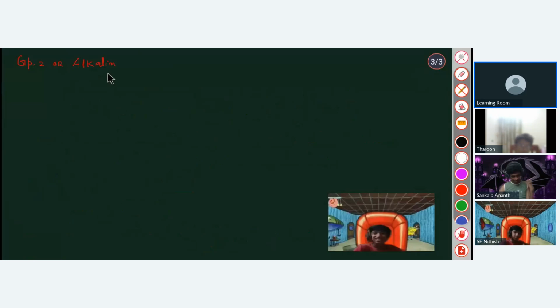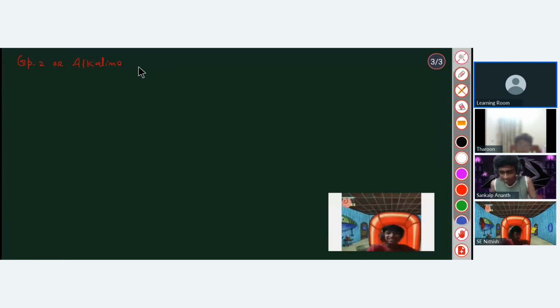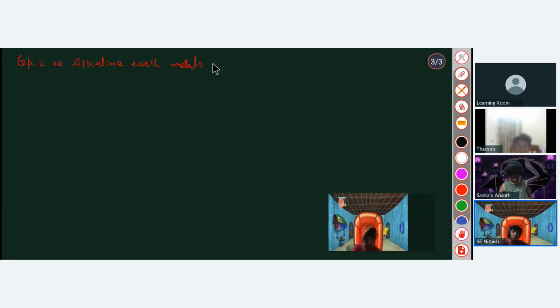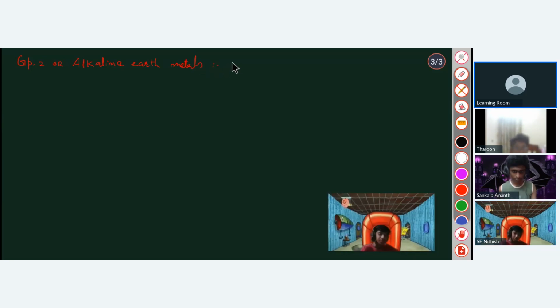Group second elements are known as alkaline earth metals. One thing to remember is that they occur in the Earth's crust. Another is why they are known as alkaline: they form basic oxides. So you will write here that these second group elements form basic oxides.